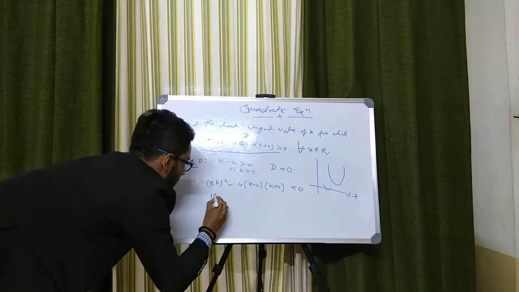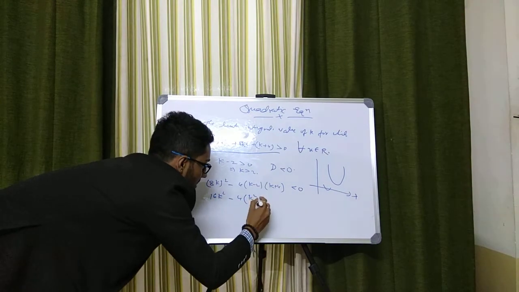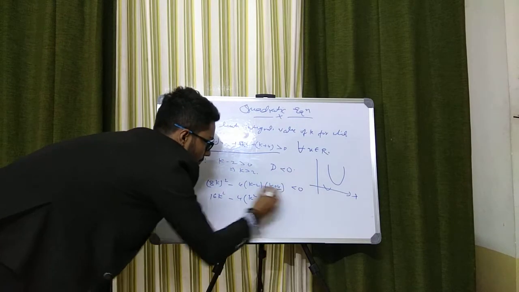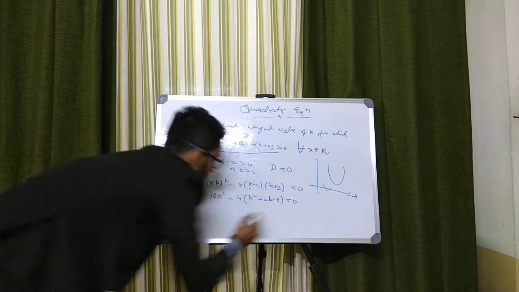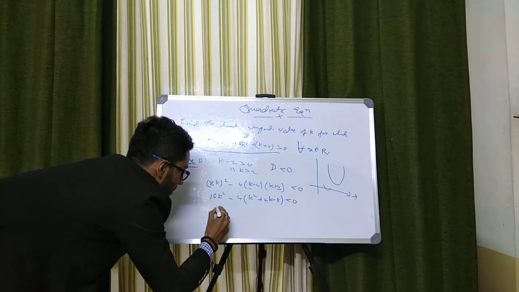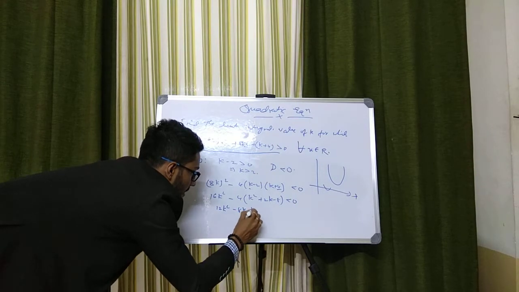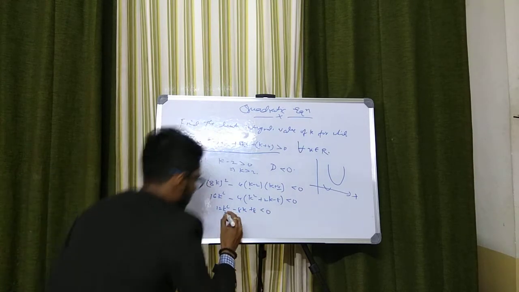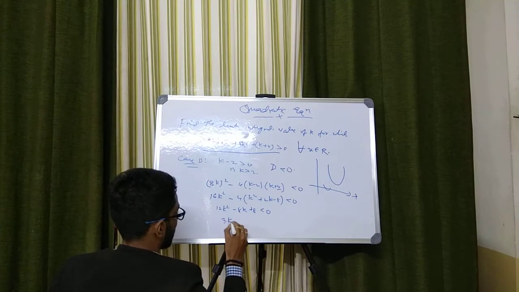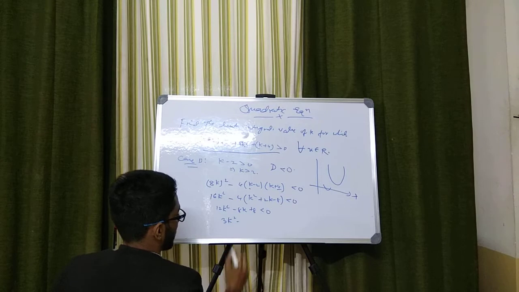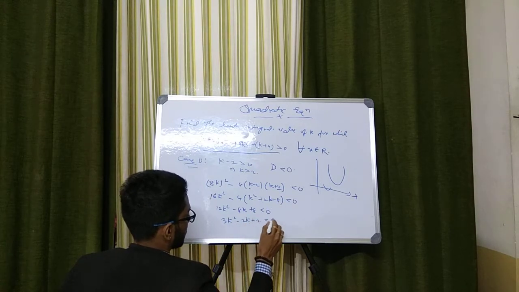So 16k square minus 4k square plus 4k minus 2k, which is 2k, minus 8 less than 0. So 16k square minus 4k square is 12k square, minus 4 to the 8k plus 4 to the 8 less than 0. That means, student, if I take 4 common, what will you get? 3k square minus 2k plus 2 less than 0.